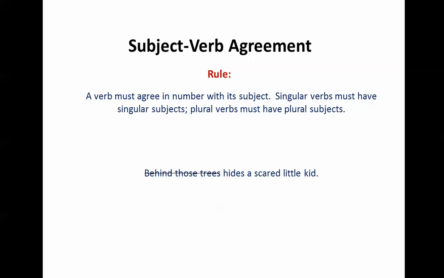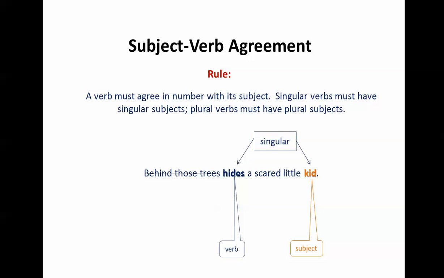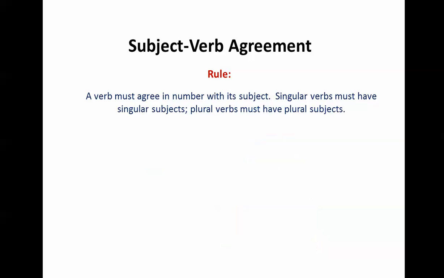Now we can see that the verb is hides. Who hides? The kid. Kid is the subject, so it's kid hides. That sentence is correct as written because both subject and verb are singular. Just don't be fooled because the subject comes after the verb. Let's look at another one.